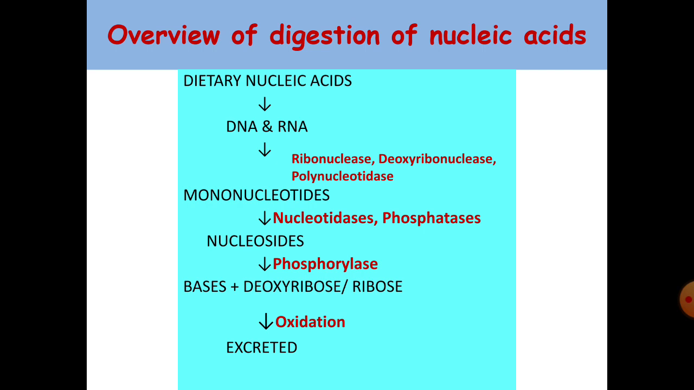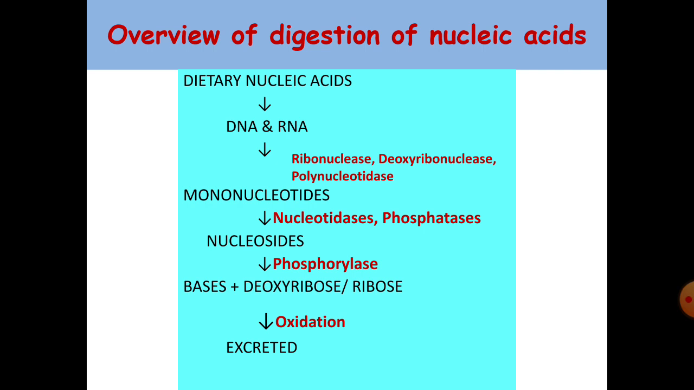So, what happens to them? Once we ingest dietary nucleic acids, they are dissociated and free DNA and RNA are obtained. So, what are DNA and RNA? They are the nucleic acids. If you remember, nucleic acids, nucleotides, nucleosides and nitrogenous base. Nitrogenous base plus sugar is nucleoside, nucleoside plus phosphate is nucleotide, and these nucleotides along with sugar and phosphate, this backbone, form the DNA or RNA, along with some proteins also.